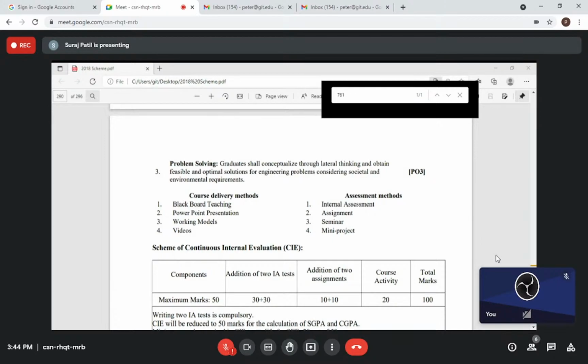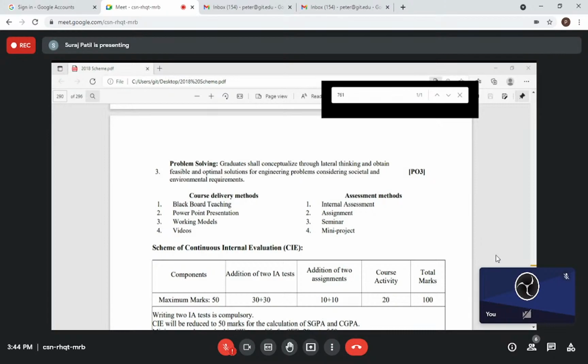I thank all the professors for giving the introduction about the subject. And one more piece of information we wanted to share: the minimum strength for each subject is 20 and the maximum strength for each subject is 60. As there are 4 subjects, we can accommodate 60 in each of the subjects, and the minimum strength will be 20. Then that subject will be floated.